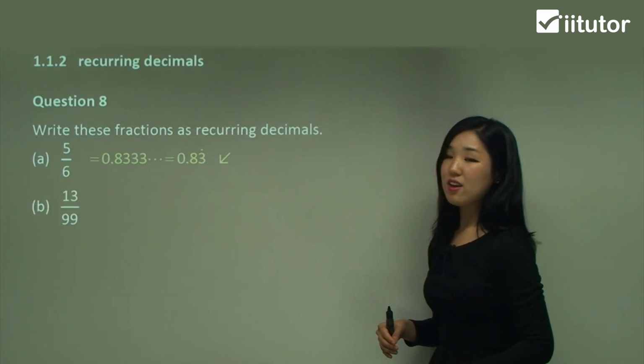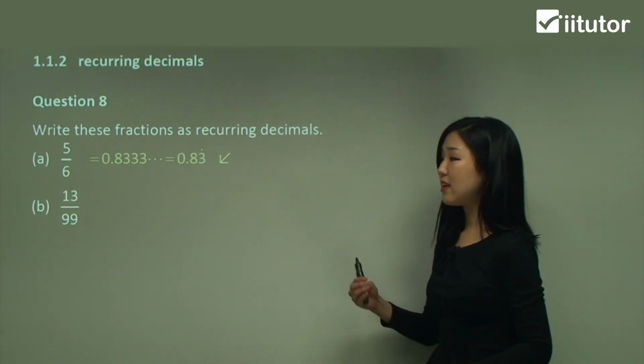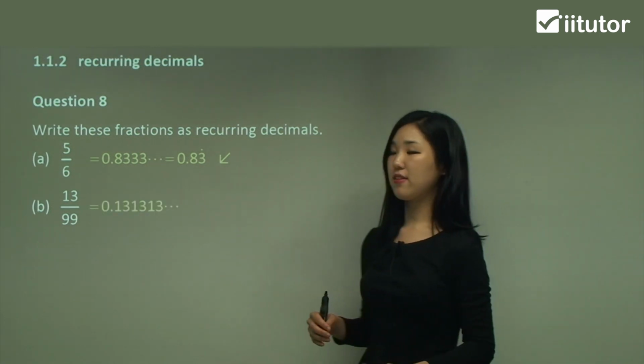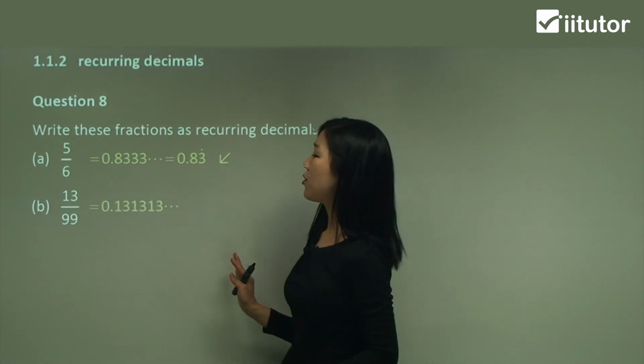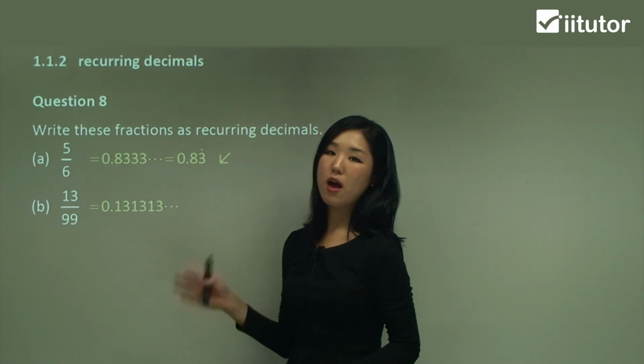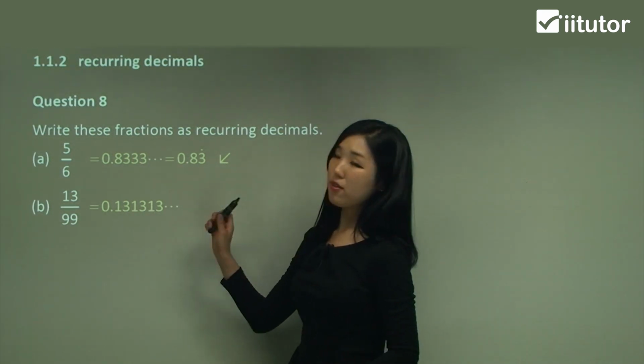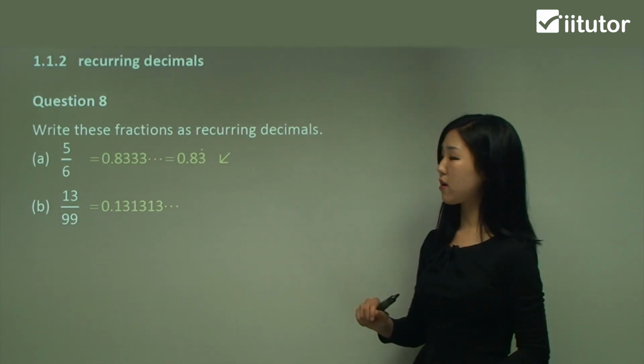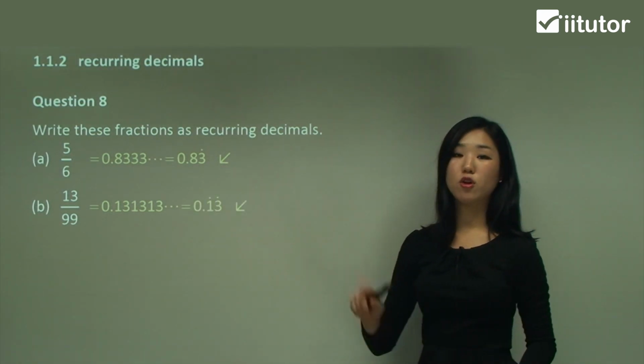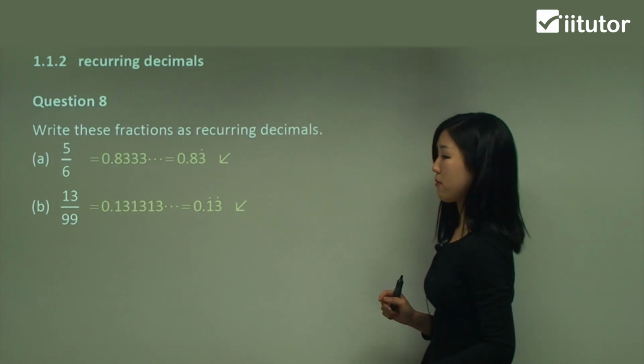Now B, again, try putting that into your calculator, guys, and see what appears on your screen. You should get something like this. Tell me how many of them are recurring. You can see 1, 3, 1, 3, 1, 3. So both numbers 1 and 3 are recurring, so you simply need to put the dots on top of both numbers because both of them are recurring.